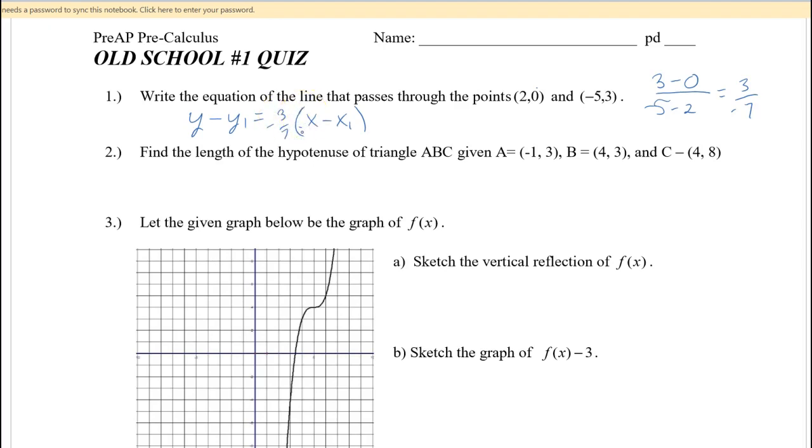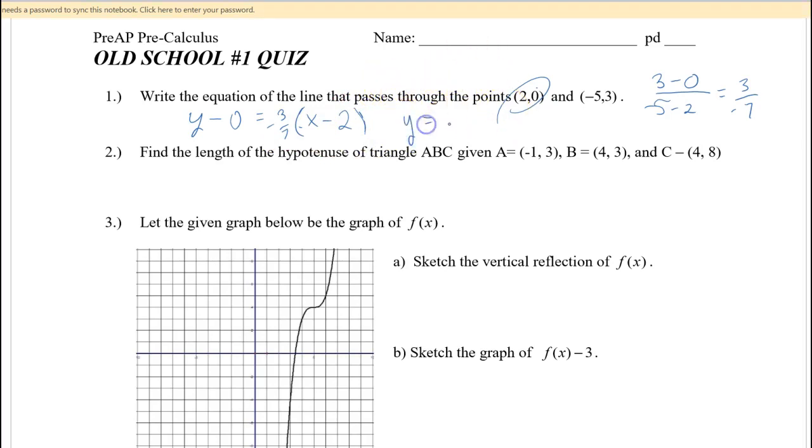And then I need a point to go in for x1 and y1. So I'm going to choose this one because it just looks easier. So a 0 is going to get plugged in for y, and a 2 is going to get plugged in for that x1 over there. And pretty much you could stop here, or if you want to go into y equals mx plus b form, just distribute.